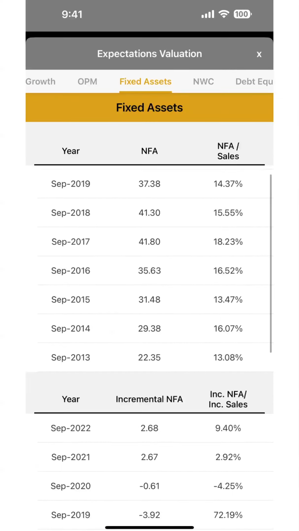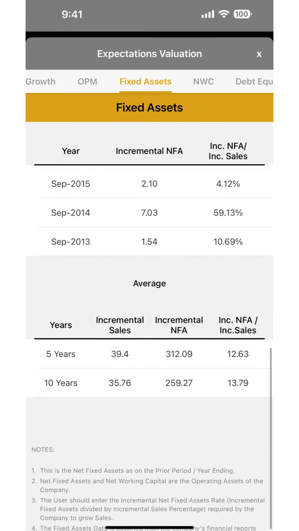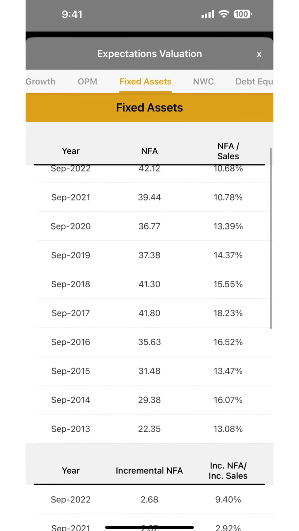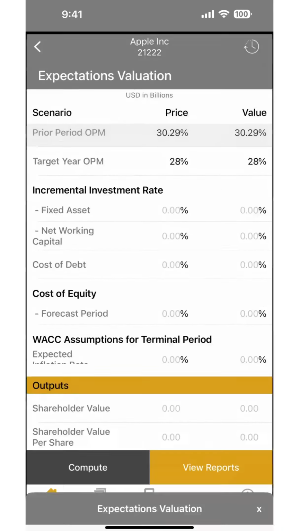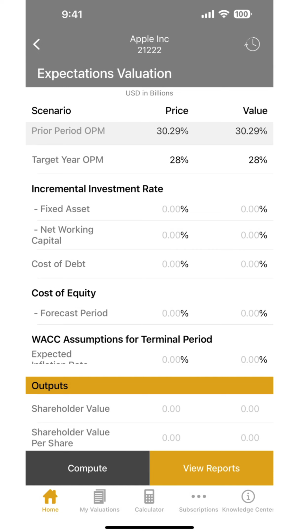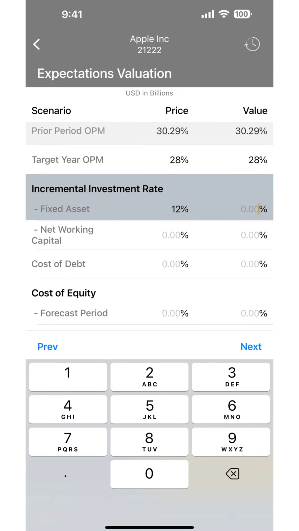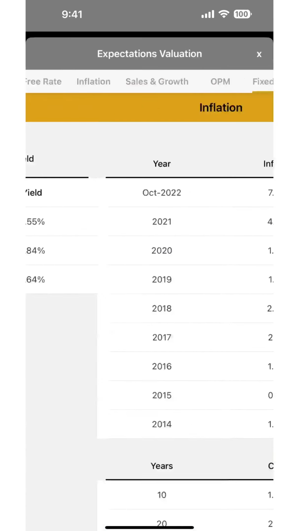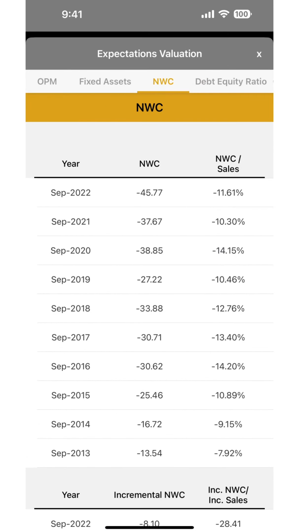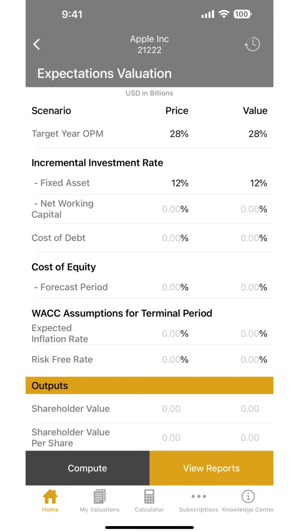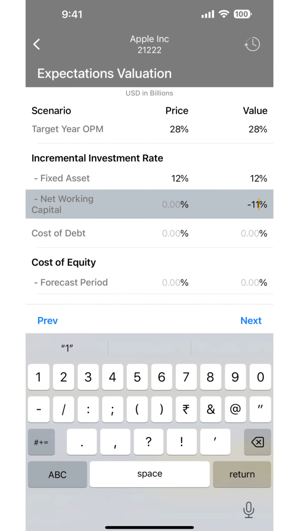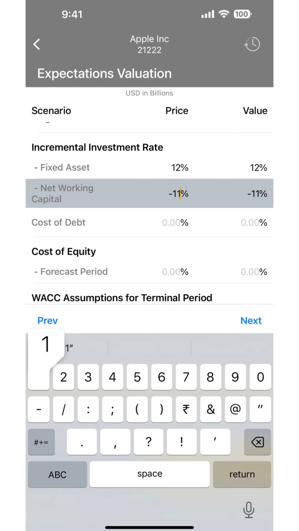The history shows that the fixed asset to sales ratio until the prior period is 10.68%. We assume the fixed assets investment rate to be 12% during the forecast and terminal period. The history shows that the net working capital to sales ratio until the prior period is minus 11.61%. We assume the net working capital investment rate to be minus 11% during the forecast and terminal period.